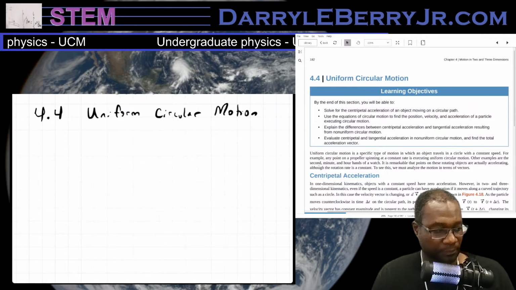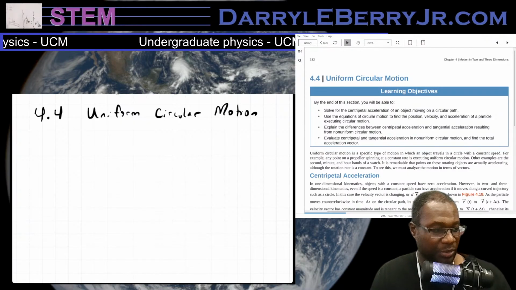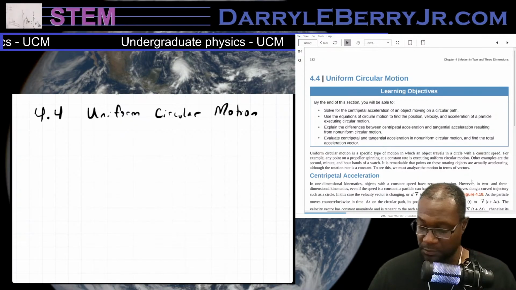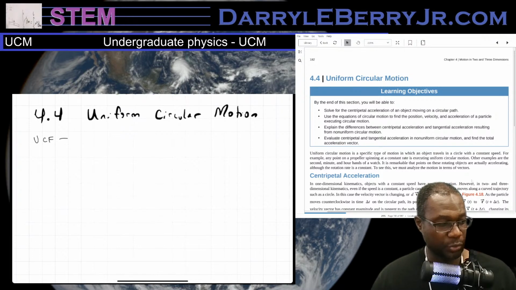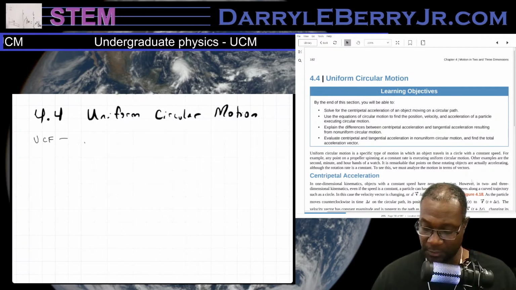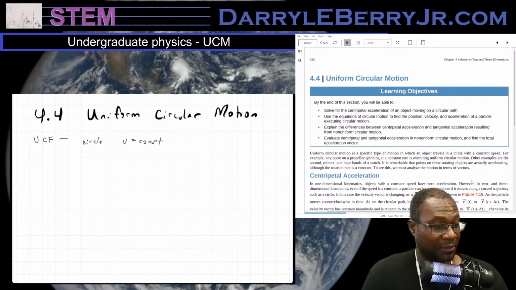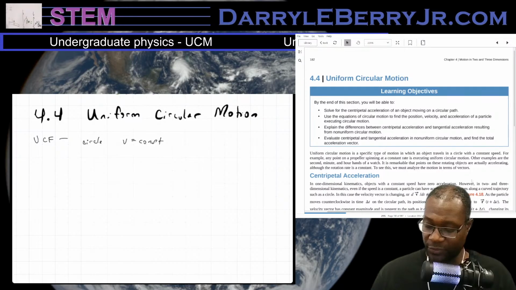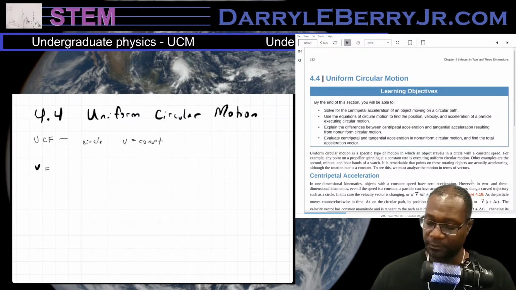Uniform circular motion is a specific type of motion in which an object travels in a circle with constant speed. Uniform says that it keeps it constant. Notice it says constant speed. That is not accidental. For those who saw my show yesterday, you're familiar with this, but just in case, let me note it again.